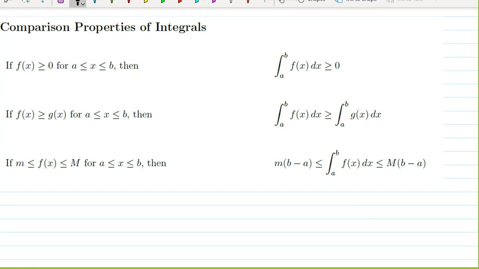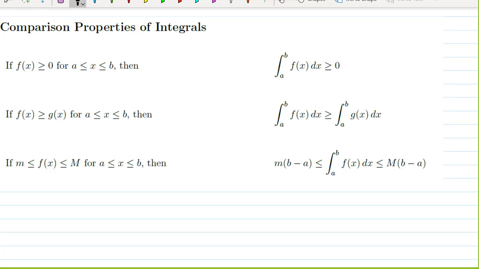The next one says, if f of x is bigger than g of x on the interval ab, then the area underneath f is greater than the area underneath g. Well, that should make sense if the heights are always bigger. So if the outputs of f are always bigger than the outputs of g, f is going to have more area underneath it than g of x.